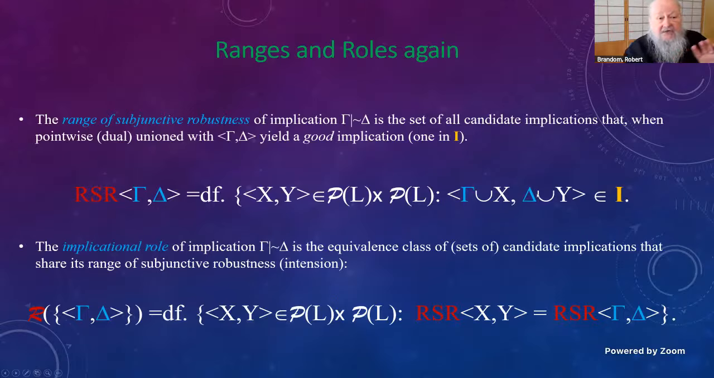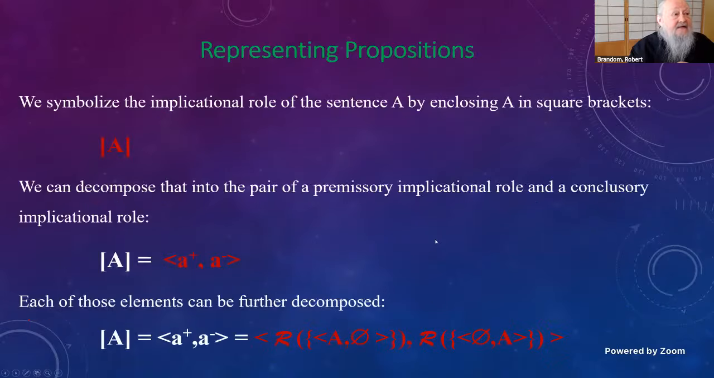So we're determining ranges of subjunctive robustness, which is a set of implications that you can conjoin with these to get good ones. We can define roles with respect to them, and we can define sentences in terms of them. This is just rehearsing that.